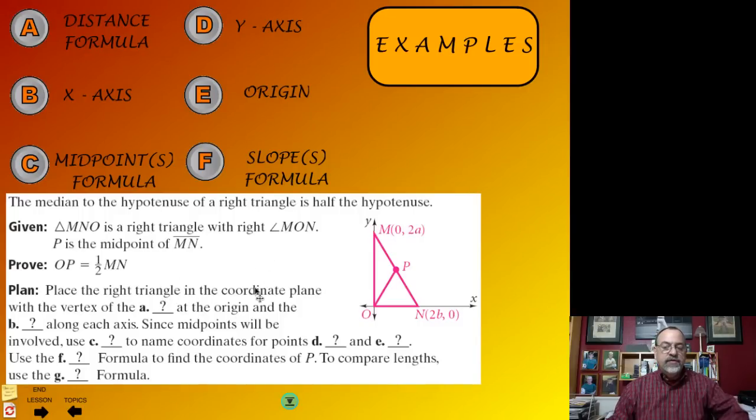Okay, so again, the majority of your homework will be filling in the blanks of these plans, and the point is to try to understand what formulas we'll need, and how to place the figure in the plane.